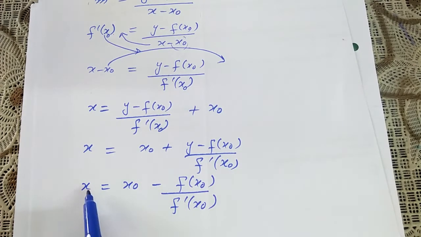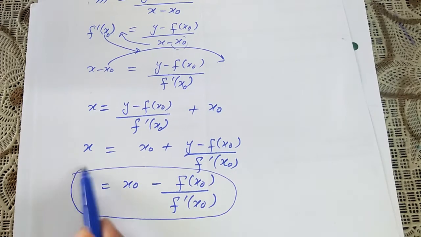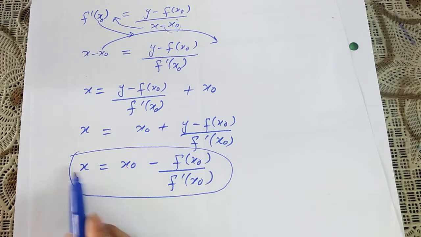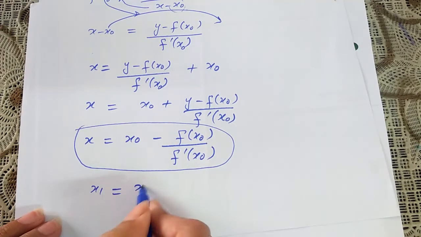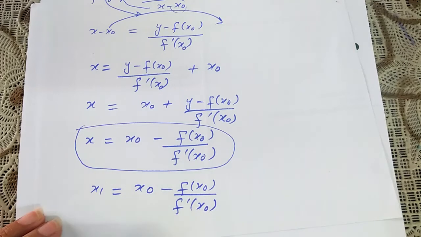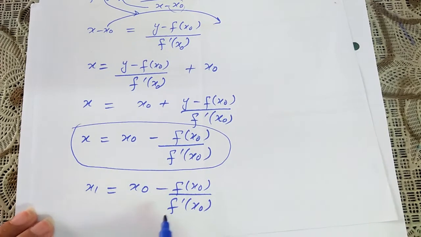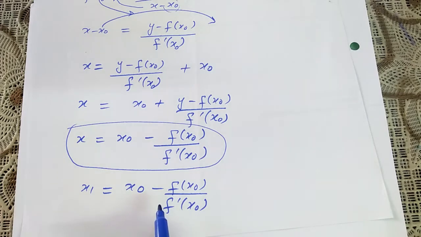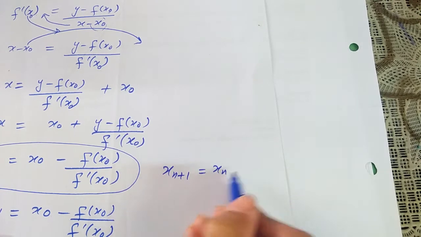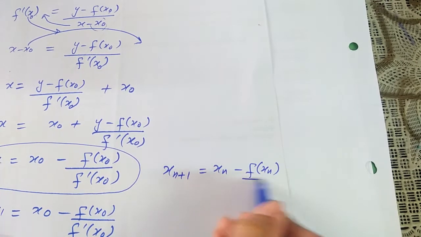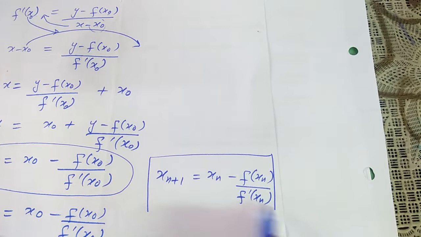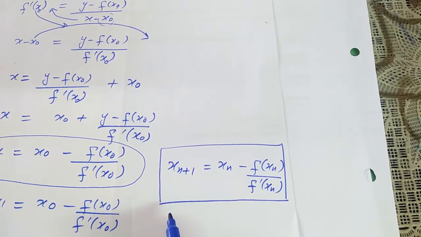Now this is the first value that we will get, the first root, starting from the starting point x naught. So we can also write it like x1 equals x naught minus f of x naught divided by f dash of x naught. We can derive the general formula out of this derived formula as xn plus 1 equals xn minus f of xn divided by f dash of xn. So this is the Newton-Raphson formula that will be used to find out the roots of an equation.